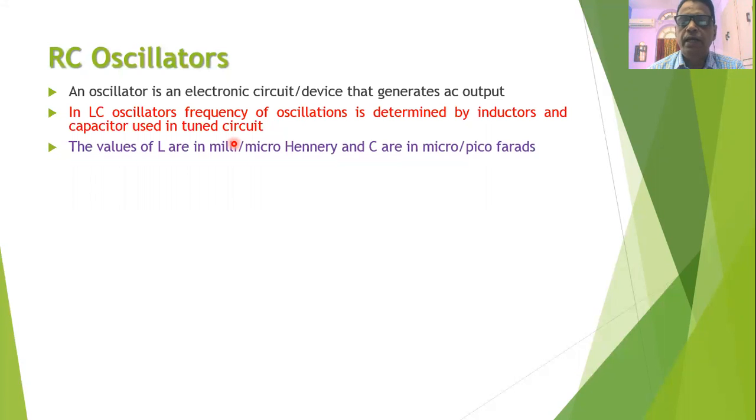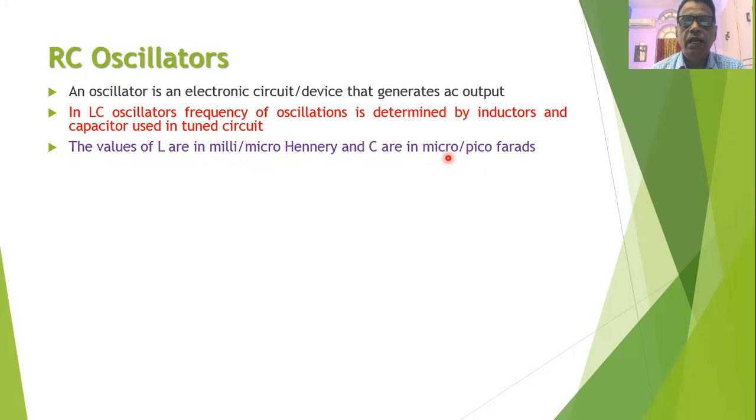Now practically, whenever we go for the values of inductor and capacitor, the values of inductor are in millihenry or microhenry, and the values of the capacitor that are commonly available are in microfarad or picofarad. It means that these values are very small, because milli stands for 10 to the power minus 3, micro stands for 10 to the power minus 6, and pico stands for 10 to the power minus 12. So the values of inductor and capacitor that are practically available are of very low values.